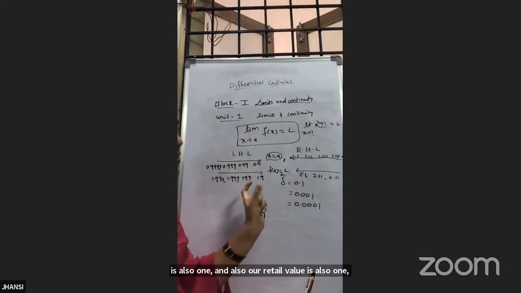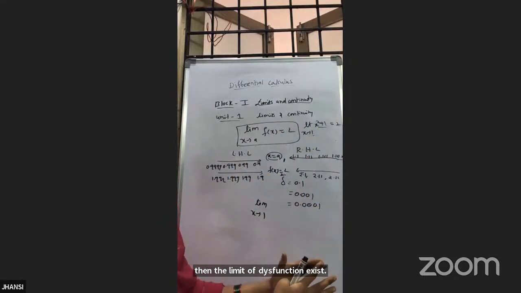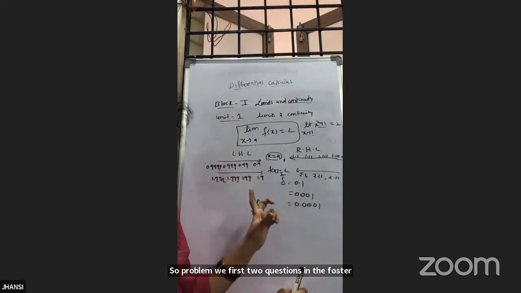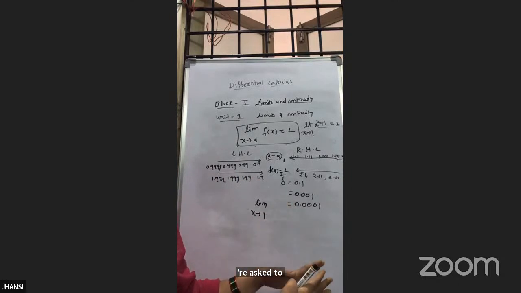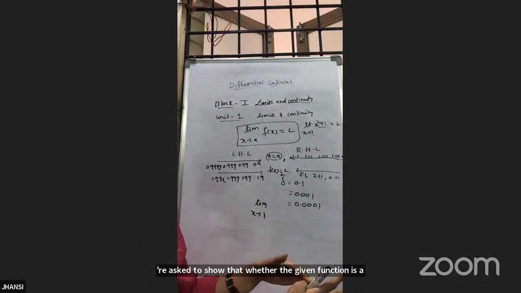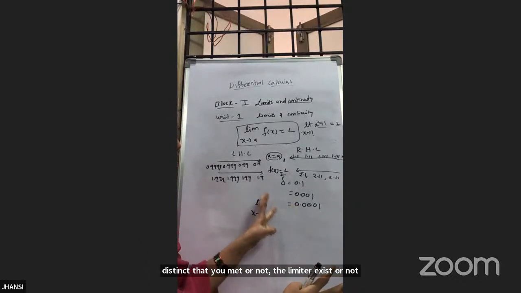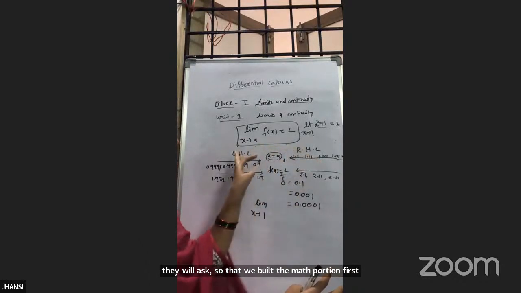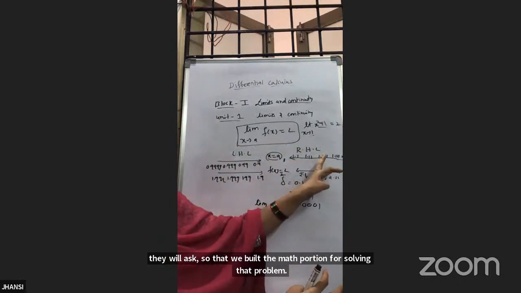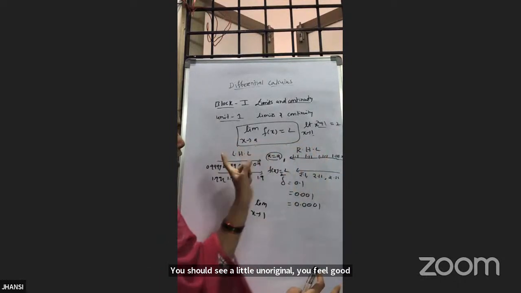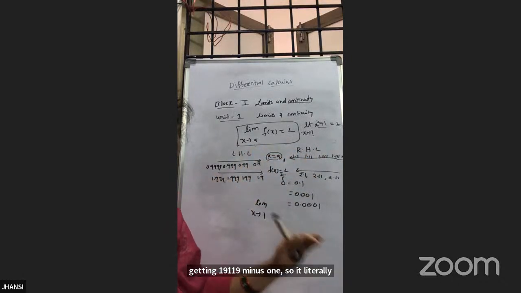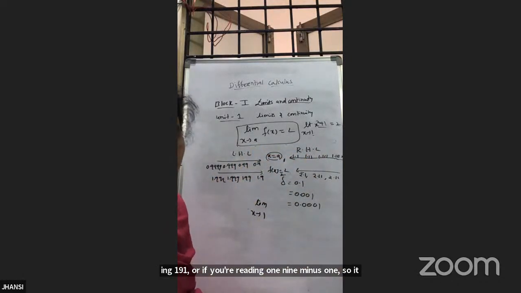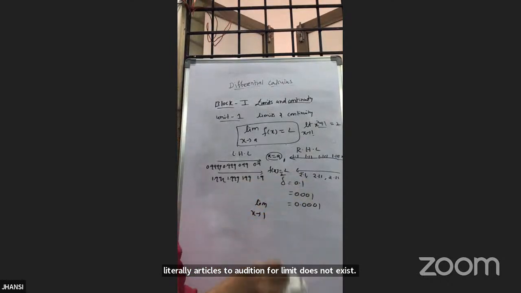Okay. So the first question in the first unit is, they may ask the definition of the limit. After that, they will ask to show whether the limit of the given function exists or not. That will be the 3 marks question. For solving that problem, you should see LHL and RHL. If you are getting 1 and 1, or if you are getting 1 and minus 1, then LHL is not equal to RHL, so the limit does not exist. So that is the concept of this one, okay?